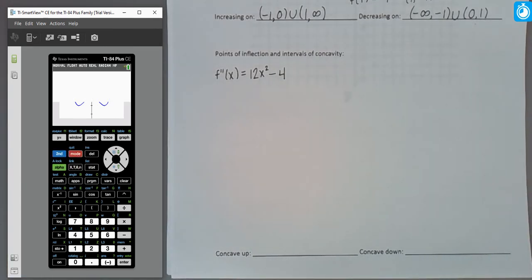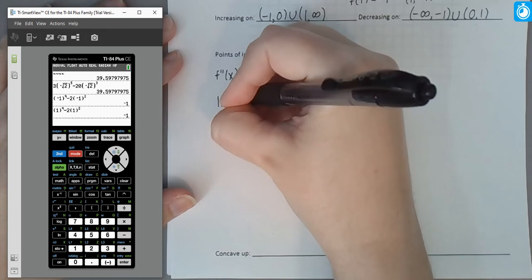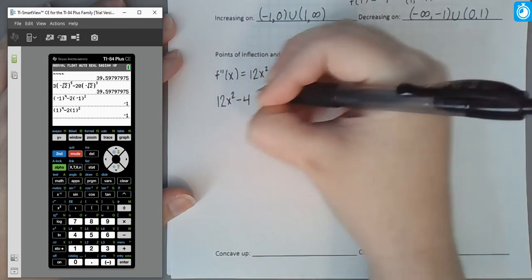Okay, so let's verify this algebraically. Second mode, there we go. Okay, so we want to find our points of inflection and then the associated intervals of concavity broken up around those points. So our points of inflection are going to occur where our second derivative is equal to 0.